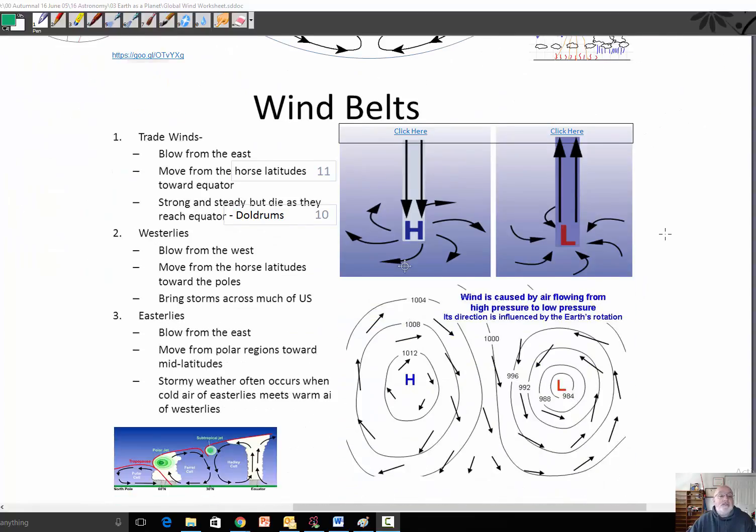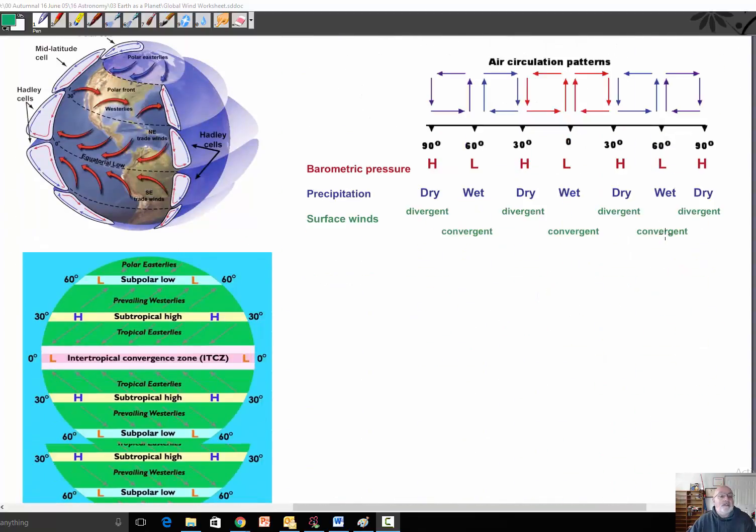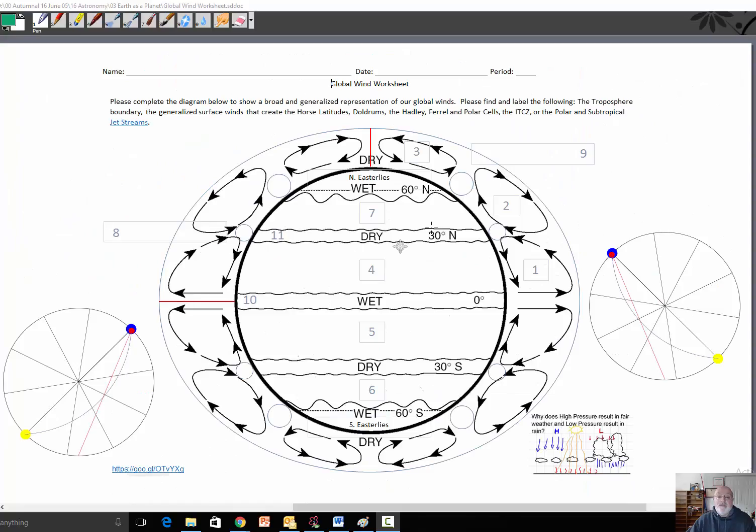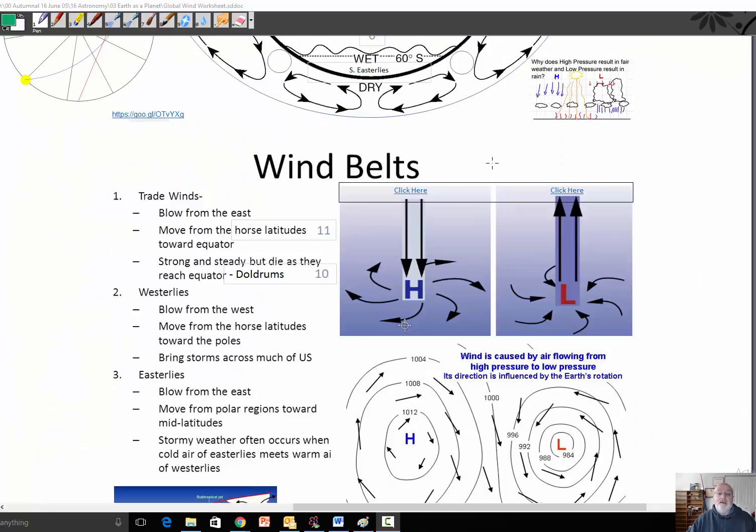But we're going to talk about wind belts, and we're going to talk about how the pattern actually builds up on the entire planet. So the first thing I want to do is draw some highs and lows on this, and let me show you what a high and a low looks like.